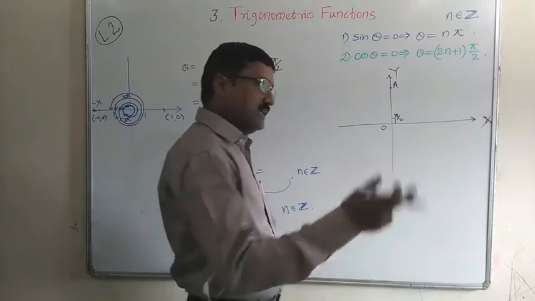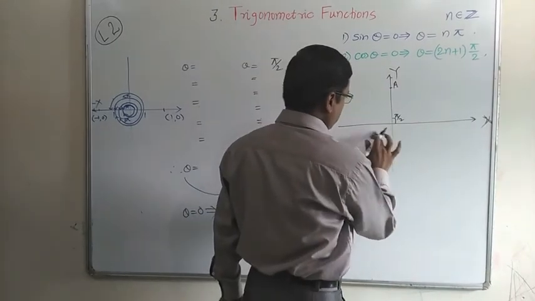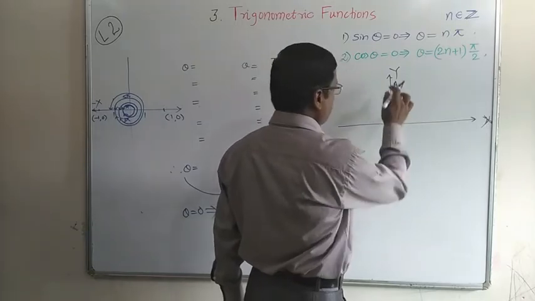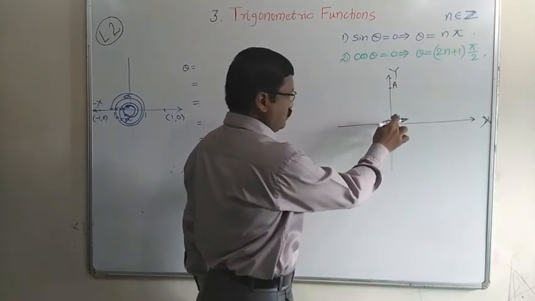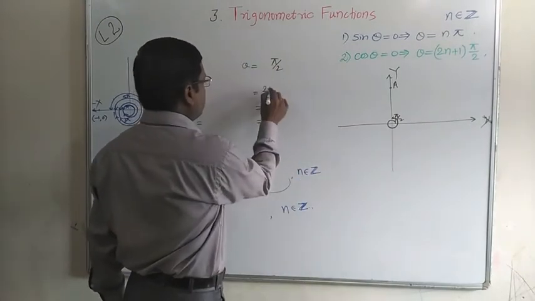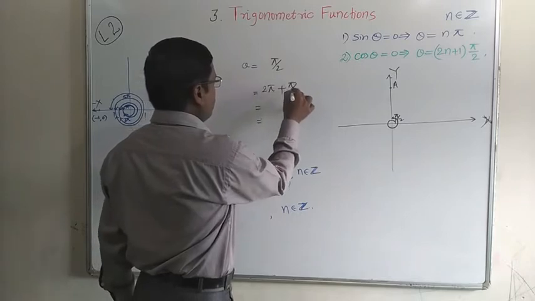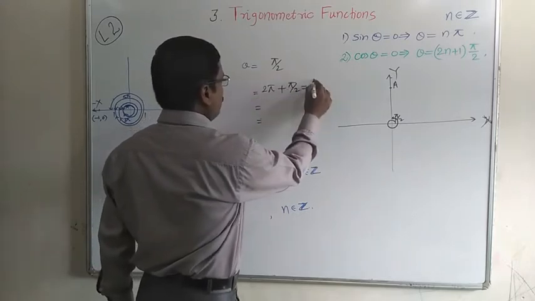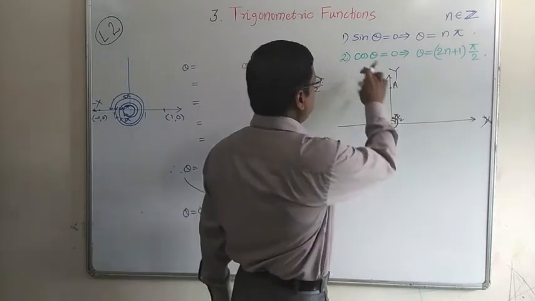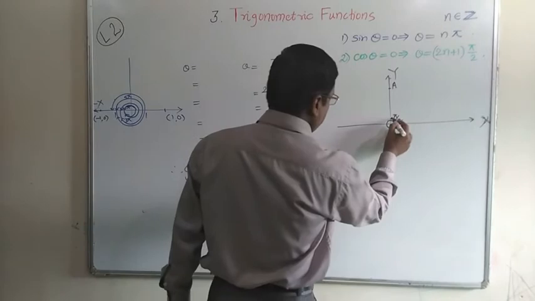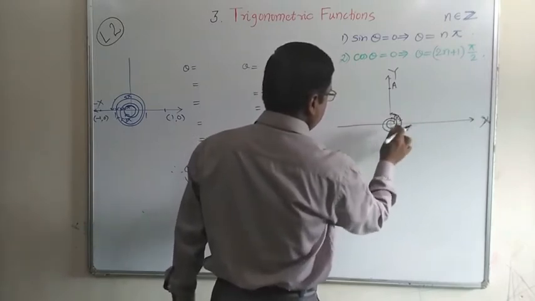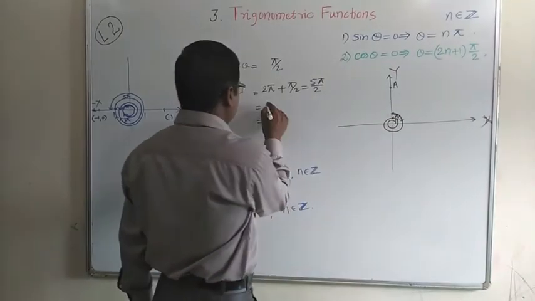So the first solution is theta equal to pi by 2. After that, if we again complete one circle, considering this first angle, and then we reach this positive y-axis, then this will be 2 pi plus pi by 2. That will be 5 pi by 2. So whenever the angle is 5 pi by 2, cos theta is equal to 0. Similarly, if we complete another circle and then reach up to this one, it will be 4 pi plus pi by 2.